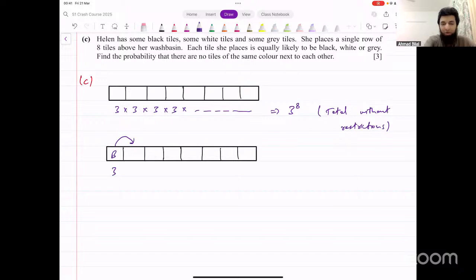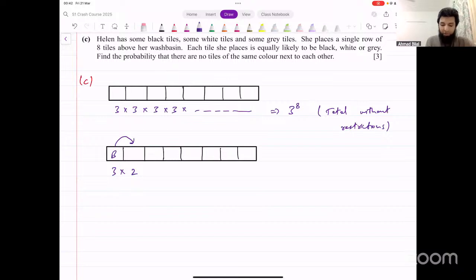Whichever color you put in the first box, how many options are you left with for the second box? You can't have that color again in the next box, right? So the next box only has 2 options now, because you can only have gray or white in the next box. Okay.